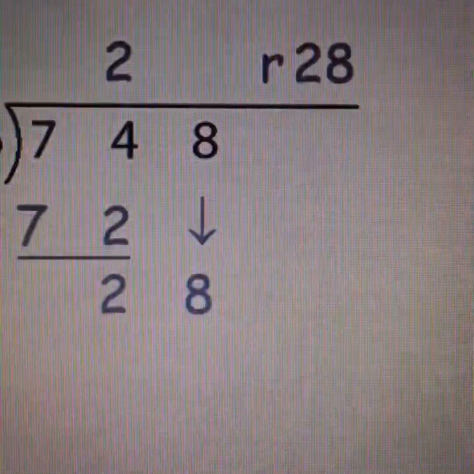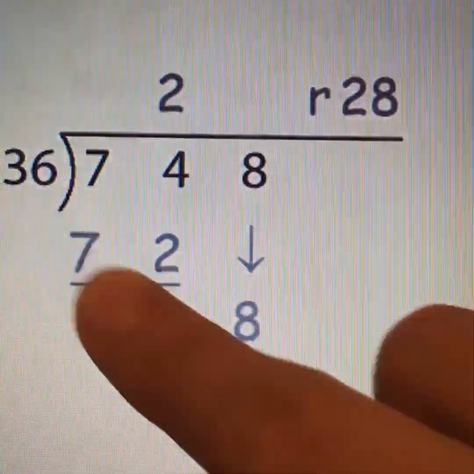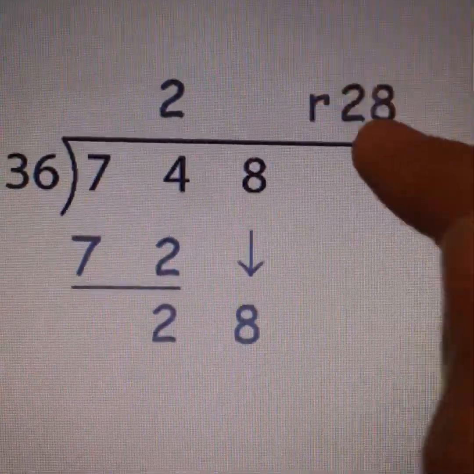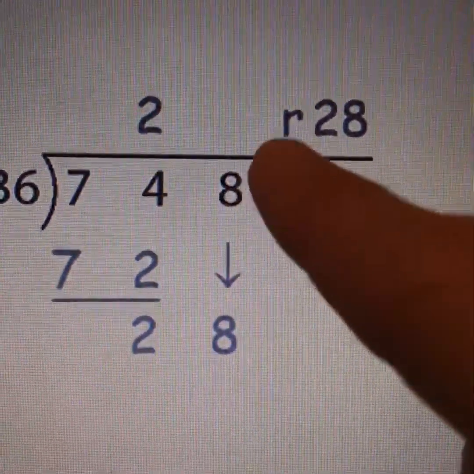Right, this next one, again, what have they forgotten? They've done 28 divided by 36. You can't do it. So they've got the remainder 28. But what have they forgotten here? A 0. So it should be 20, remainder 28.